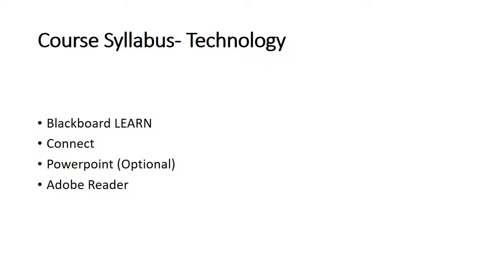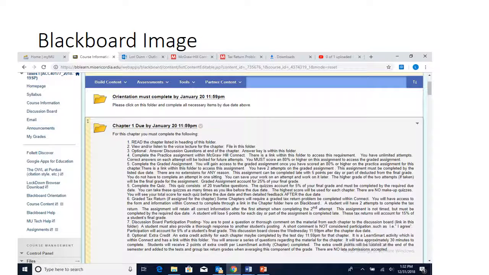The course technology we'll be using in here, of course, is Blackboard Learn, Connect. You can have available PowerPoint if you want. There are PowerPoints, and Adobe Reader. Now, this is very small. I know it's just a Blackboard image, but once you've been into the course and you clicked on the orientation folder, you'll complete all the steps in the orientation. For each chapter, though, you will see there's detailed information about what you need to complete. The first is you should read the chapter at least once. 2 or 3 times will probably do the trick.